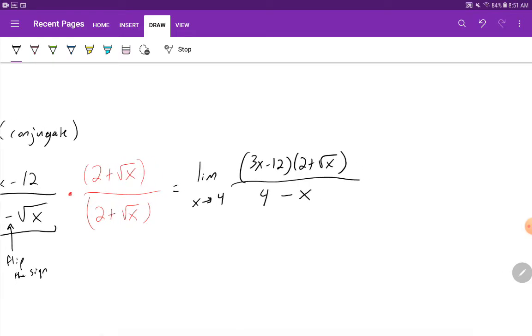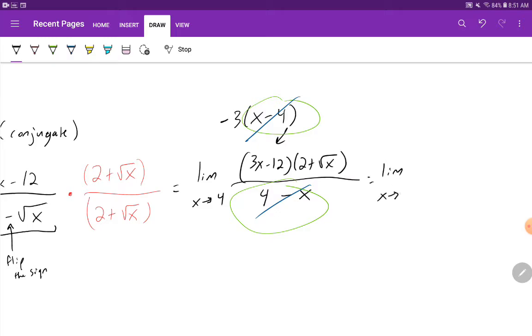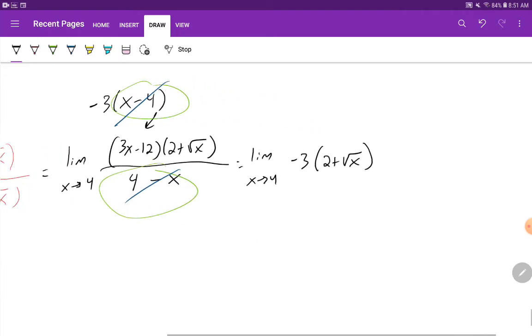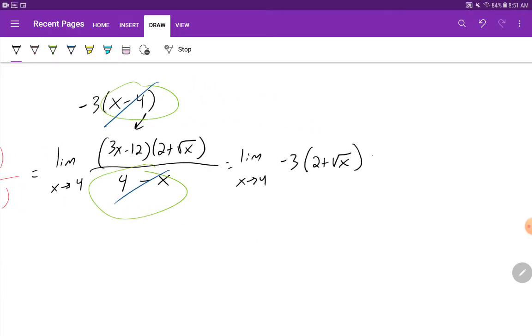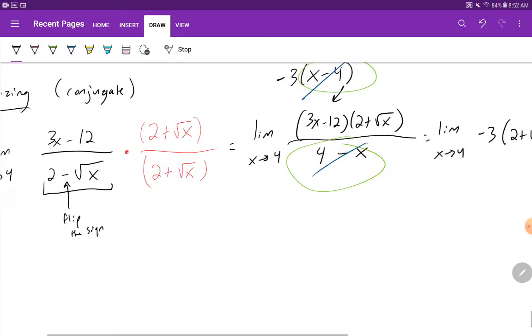All right. So for this one, I noticed that 3x minus 12 is actually factorable, right? They both have a 3 in common. So I get 3 times x minus 4, and I'm like, oh snap, 4 minus x over x minus 4 actually cancels down into -1, right? So a negative pops out, leaving me with the limit as x approaches 4 of -3 times 2 plus root x. And look at that, I can plug in the 4, I can use substitution, and this will all work out. This becomes -3 times 4, and you get -12.